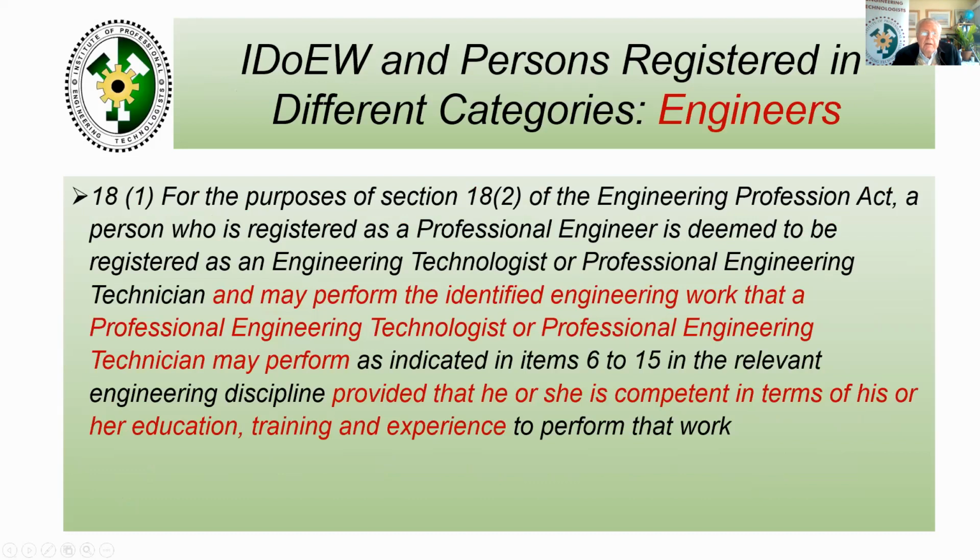Now, how do these things pertain to every category? For the purposes of Section 18.2 of the Act, a professional engineer is deemed to be registered as a professional engineering technologist or professional engineering technician, and may perform the identified engineering work that a professional engineering technologist or professional engineering technician may perform, provided that he or she is competent in terms of his or her education, training, and experience to perform that work.